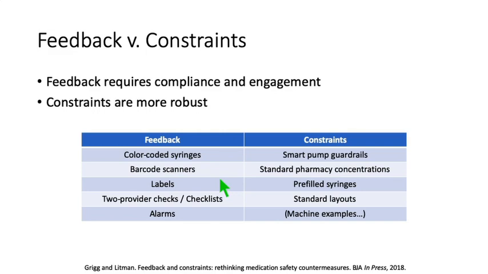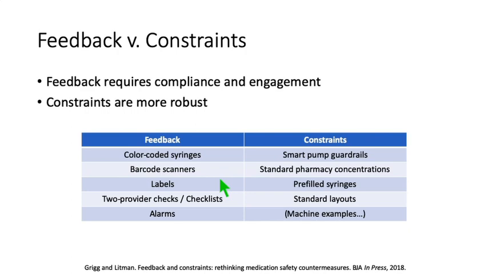I think constraints are very useful. Feedback is often what we find we're dealing with in terms of our countermeasures. So feedback is something that requires compliance and engagement. Like every medication label we have is essentially a form of feedback. No label is ever going to stop you from doing anything bad. Yes, we should read it, we should pay attention, we should be vigilant, but it's not going to prevent anything. It will hopefully help identify what's inside the syringe, et cetera, but you can still hook up any label to anything and it's not going to stop you.